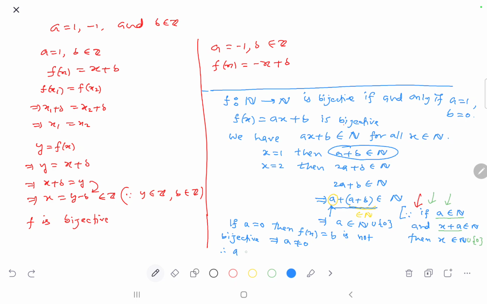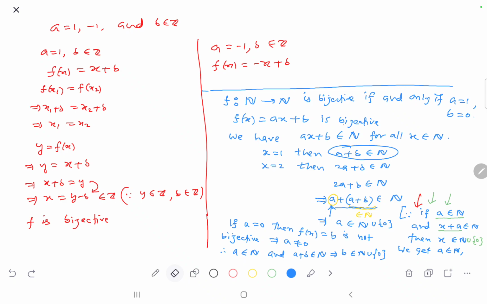So a is a natural number which is not equal to 0, and a plus b is a natural number, right? So now what we can conclude is b is a natural number or 0. Got it? Same logic. So we have a restriction. So far we get a is not equal to 0, I mean a natural number, and b will basically be a natural number union 0, right?